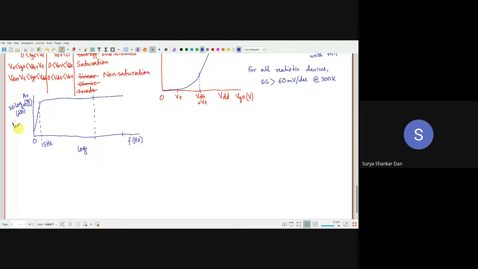This is called semi-log. A typical log plot will be how much? Log and log also in this case. Remember one thing, this is something many people make a mistake. We are plotting the logarithmic value of the gain on a linear scale.